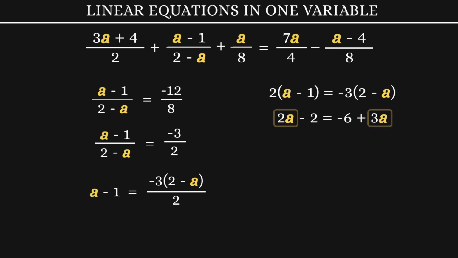Now we'll move the like terms to a single side. Minus 2 plus 6 is equal to 3a minus 2a. This gives us 4 is equal to a, or a is equal to 4. This is the solution for our question.